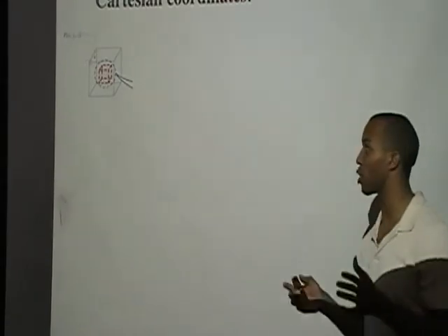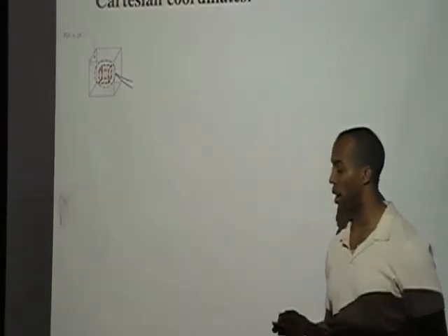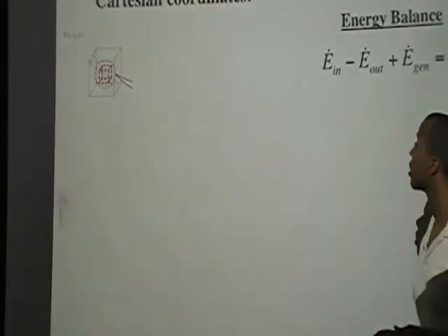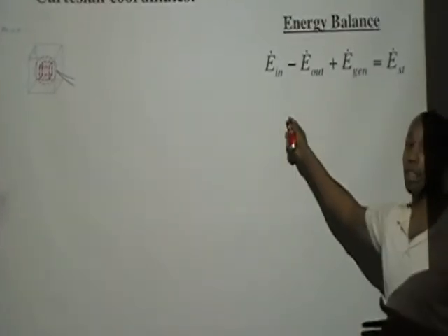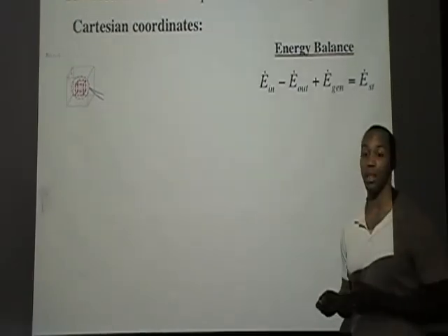All right, so now we have our square. Let's blow up our square control volume and apply an energy balance to it. So nothing new here. We're just going to go E in minus E out plus energy generated equals energy stored.